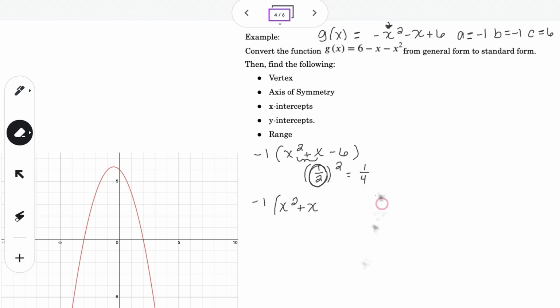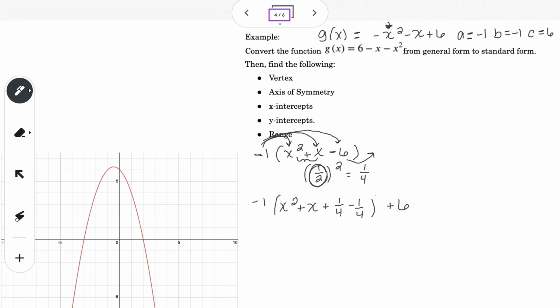Shoot, I don't want to do that. I'm going to rewrite this. I apologize. Plus 1/4 minus 1/4 to keep in line with what I did. And then I'm going to move my 6 to the outside. So remember, currently I've got -1 times all of this. So be very careful with this negative out front. If I were to distribute this -1 to this 6 in order to bring it to the outside of my parentheses, I'd have to remultiply it by -1 to bring it to the outside. So keep that in mind. That's why it turned to +6 over here.